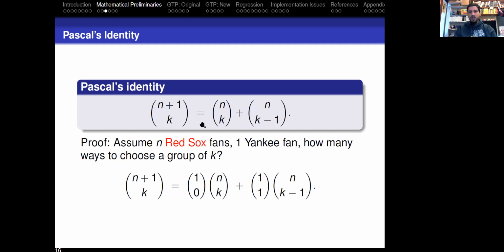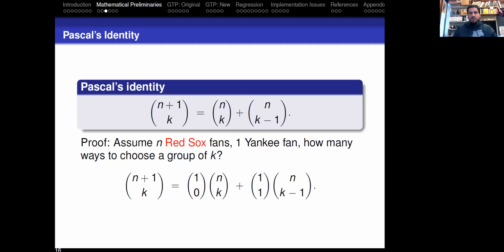Another way to view it is, well, we may be fortunate and not have the Yankee fan with us. There's 1 choose 0 ways not to choose the Yankee fan, and then we choose k fans of the Red Sox. Or we do choose the Yankee fan, there's 1 choose 1 way of doing that, and now we need to get up to k people total, so we have to choose k minus 1 of the Red Sox fans. And because we're counting the same object 2 different ways, they must be the same.